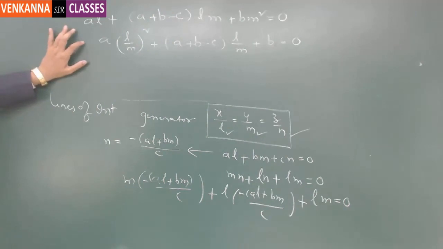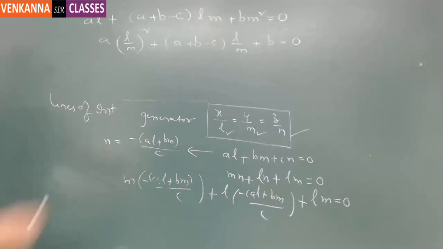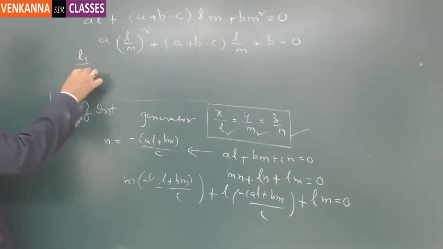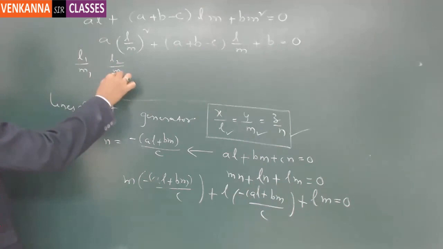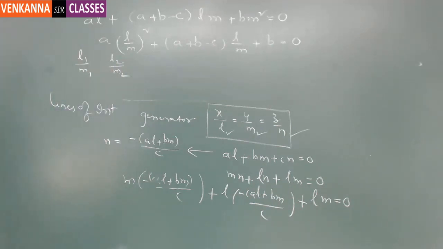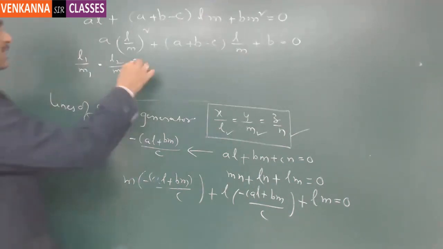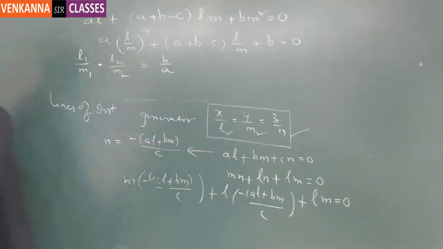So this is a quadratic equation with the variable l/m. Since every quadratic equation has two roots, it will possess two roots. So we say that the first one is l1/m1 and the second one is l2/m2. As you have studied the sum of the roots and the product of the roots formula, applying here, the product of the roots, l1/m1 times l2/m2, is nothing but b/a. Agree?